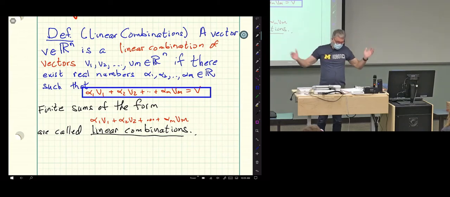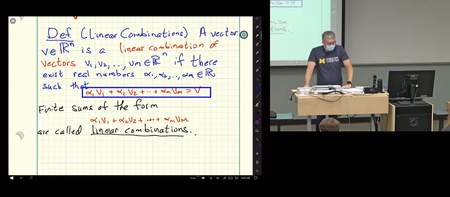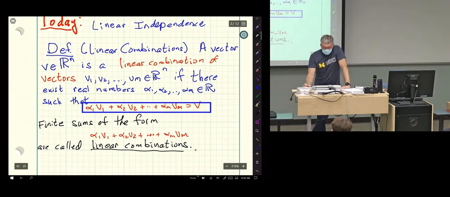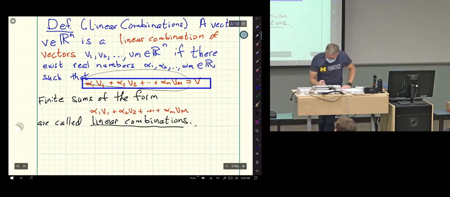Okay, seems like an arbitrary abstract definition, and we'll just take it as that, and then we'll relate it to solutions of linear equations in a little bit. So writing V as a sum of other vectors says that V is a linear combination of those vectors, and any finite sum like that is just called a linear combination.